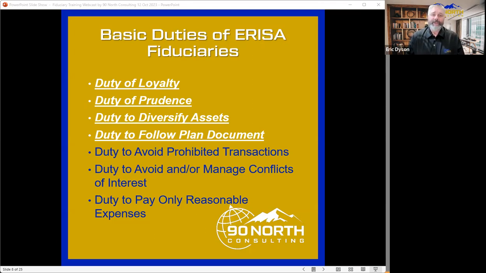Next, the duty to avoid and or manage conflicts of interest. There are going to be very distinct conflicts that a plan and plan fiduciaries need to avoid. But sometimes it's a potential conflict of interest. And the best example I can give you is that if you are using proprietary investments of your record keeper, then there's a potential conflict there that simply needs to be managed, addressed, and disclosed.